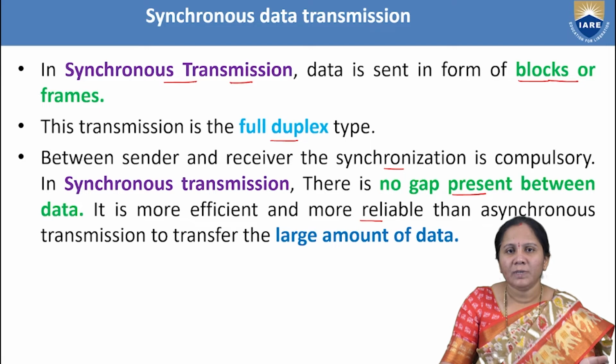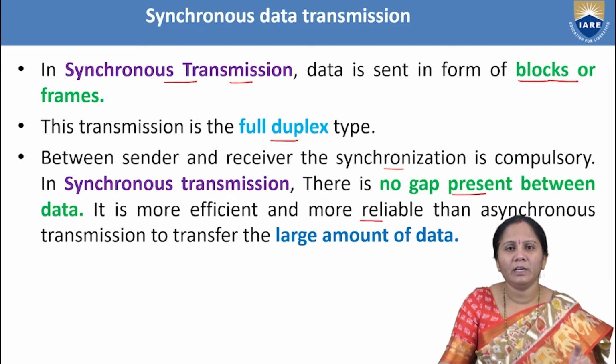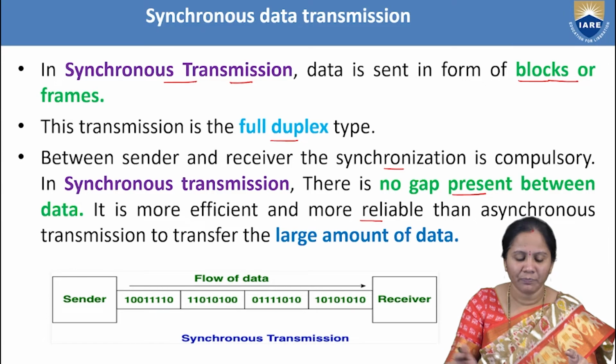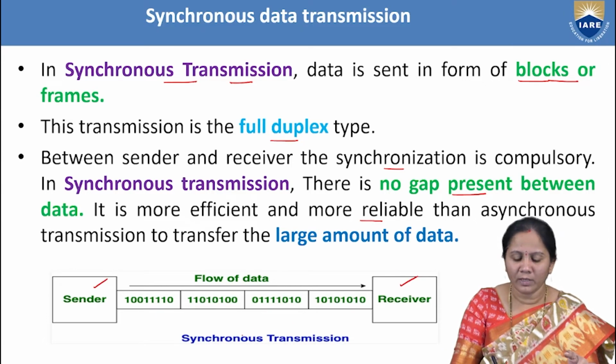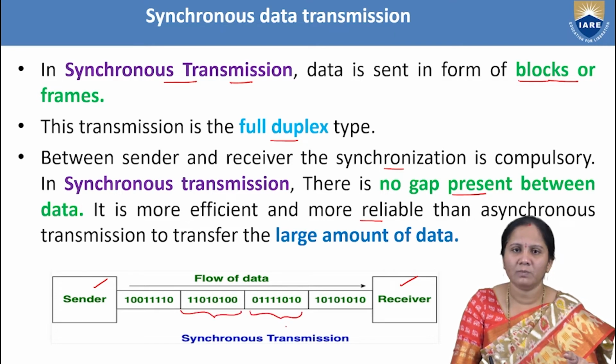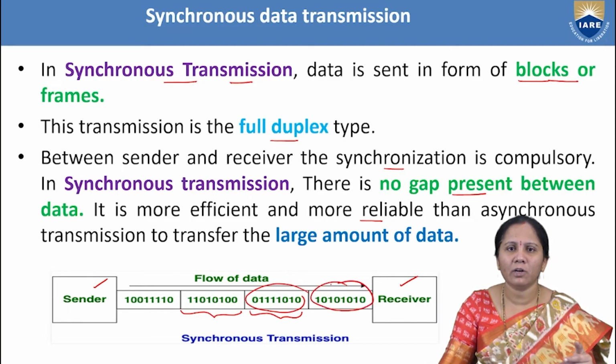In order to transmit a large amount of data, it can be transmitted in the form of blocks or frames by using synchronous data transmission. Here we can consider this is the sender and receiver, where the data is transmitted in the form of blocks or frames. You can consider here this is the data. Between this data there are no gaps present. That is why a large amount of data can be transmitted.